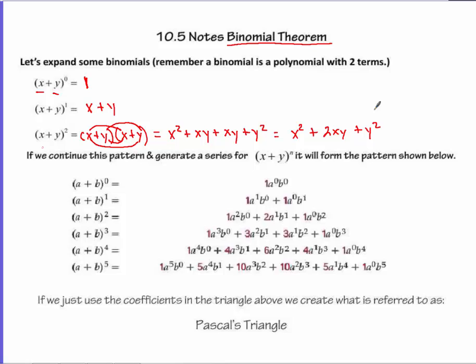Now, we could keep going with x plus y cubed and x plus y to the fourth and keep going forever, but that takes a lot of work. And eventually what mathematicians figured out is that there's a pattern to this. Specifically, this guy down here, this guy named Pascal, kind of figured this out. So if we continue this pattern and generate a series for x plus y to the n, we're going to use a and b now. So a plus b to the 0, to the 1, to the 2, to the 3, like that.